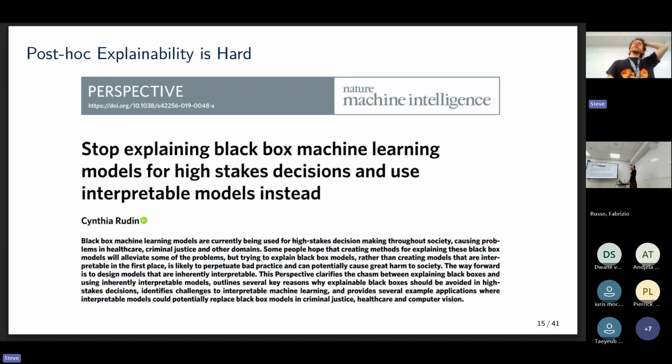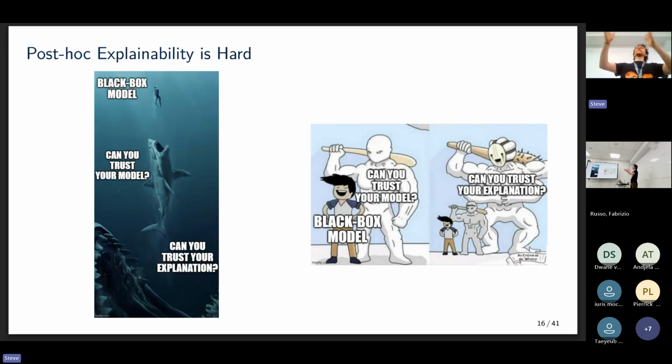And of course, there is also this very popular paper that advocates going for interpretable models instead of explaining black box models, right? And in fact, it may seem that you are shifting the question of can you trust your model to can you trust the explanation that is provided to you. And the second one is not necessarily easier to answer than the first one.